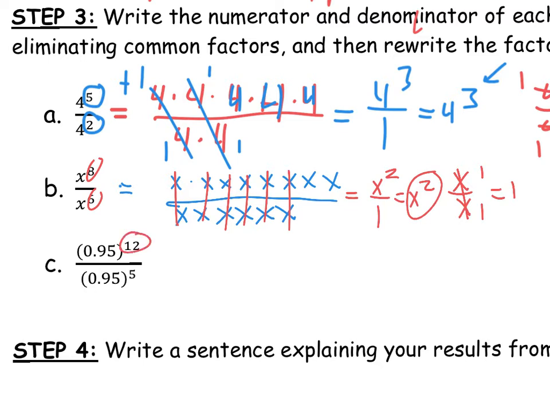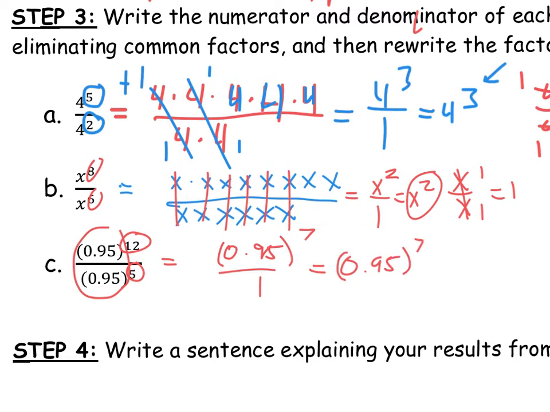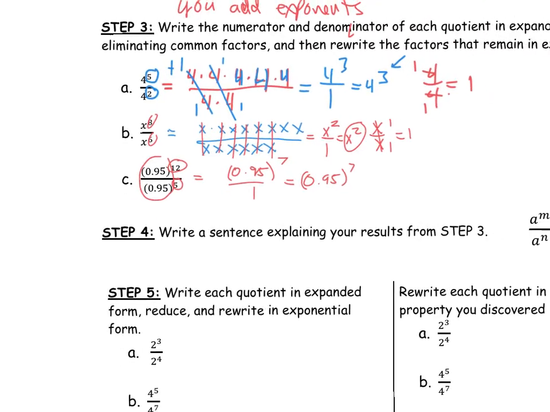So here we got 12, and here we got 5. So really, and we have the same base. That's 0.95, and that would be to the 7th power over 1. And just dividing by 1, it's just going to give you 0.95 to the 7th. I put it in parentheses because the whole thing is to the 7th power.